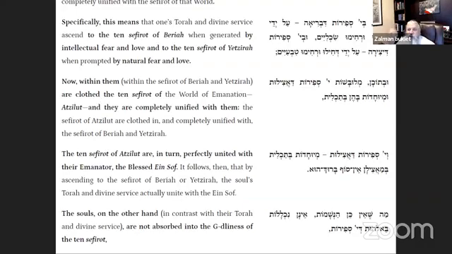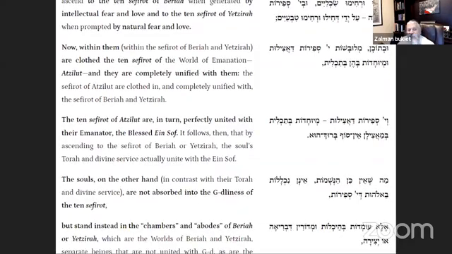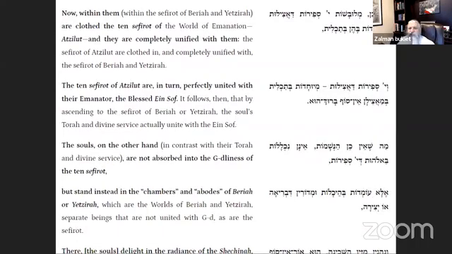ultimately that Or Hashem all came from the world of Atzilus. The spheres of Beriah, Yetzirah and Asiyah are clothed in the ten spheres of the world of emanation, Atzilus, and they are completely united with them. The ten spheres of Atzilus are united with the Emanator, Ein Sof, Baruch Hu, which is God. Thus, it follows that ascending to the spheres of Beriah, Yetzirah and Asiyah, the soul's Torah and divine service actually unite with Ein Sof, and there it radiates, and that's why the neshama receives its reward in these levels.